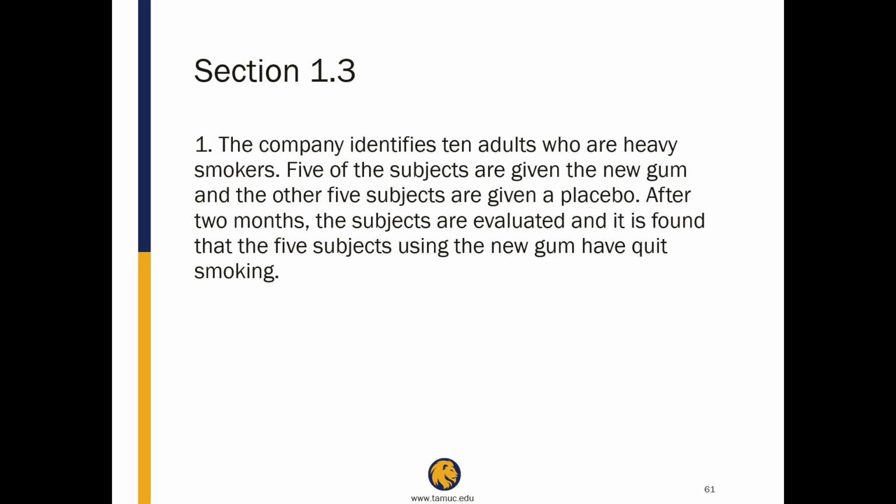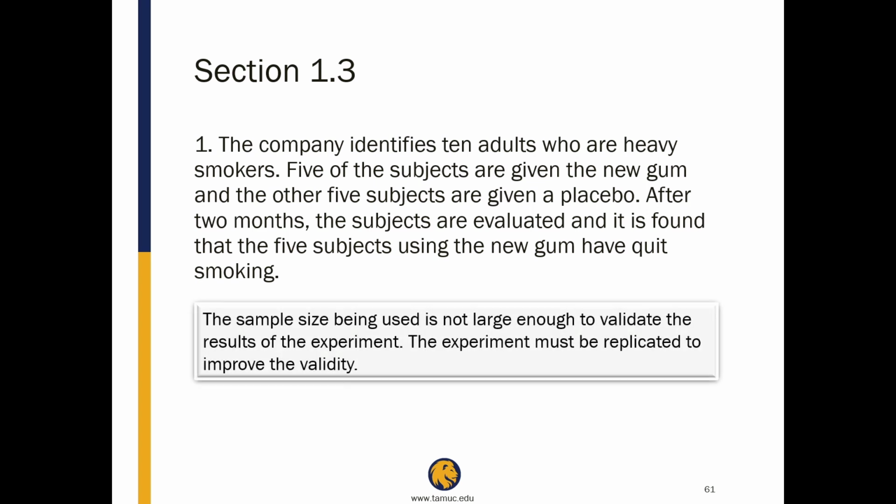Did they use a treatment and control group? Looks like they did. And they used a placebo. So they gave 5 subjects something that looked like the gum, so they thought they were getting it when they weren't. So you had your treatment group, you had your control group, you had the placebo. The big issue here is the sample size. They only had 10 adults, 5 who took the gum and 5 who did not.